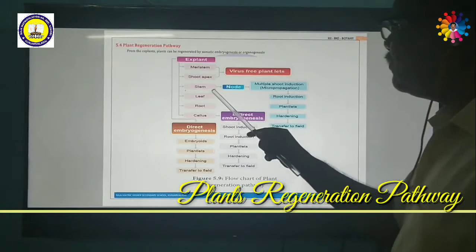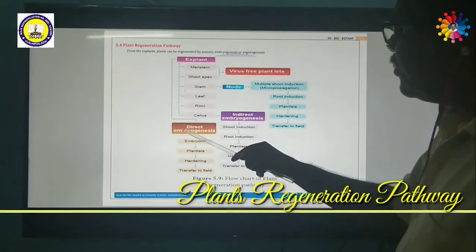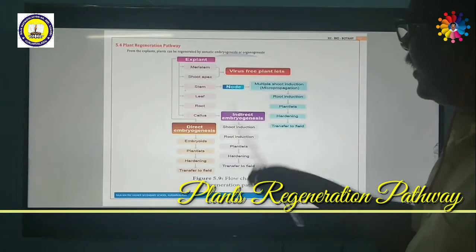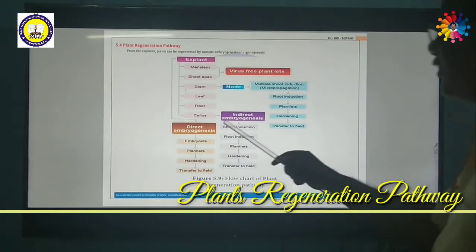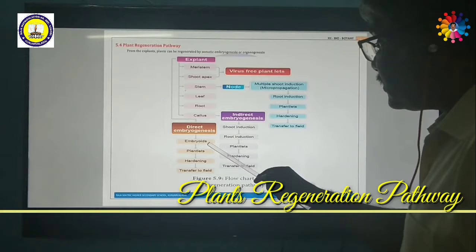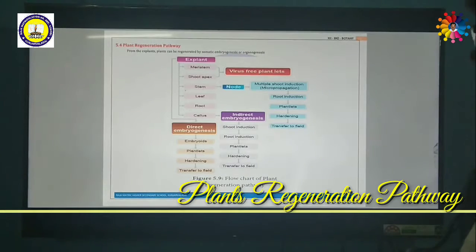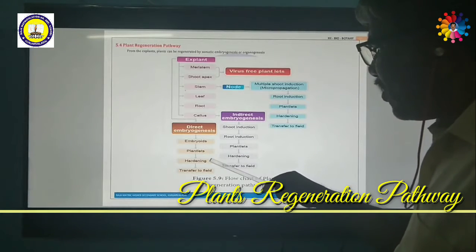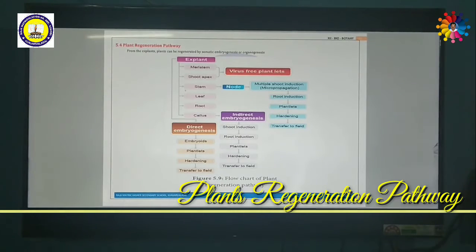Then if you use leaf, root or callus directly and it produces an embryo directly, this is called direct embryogenesis. These are called embryoids. We should not call them embryos, because they are artificial embryos, so they are called embryoids. Then plant roots will be formed, then hardening, then transfer to the field. So this is called the direct method.